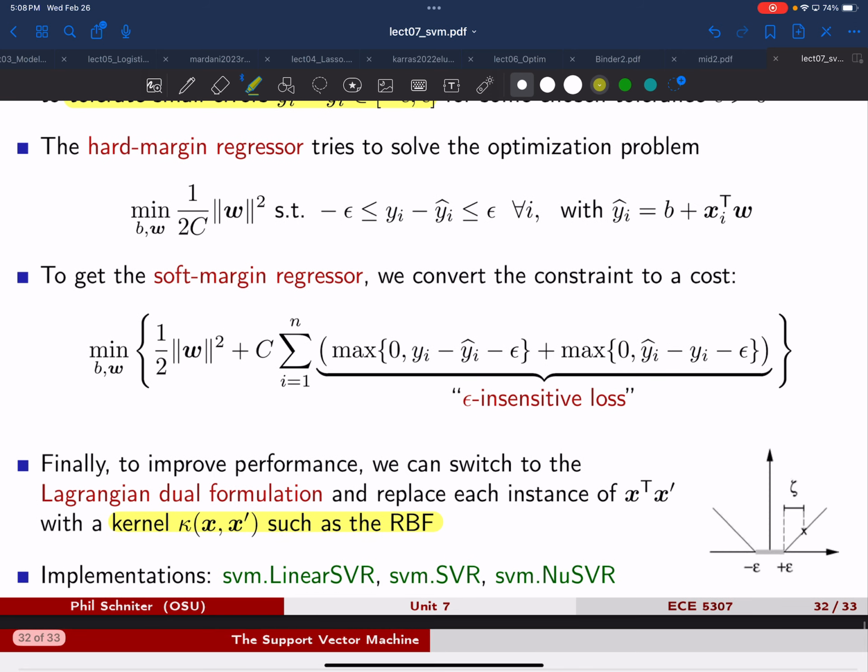So basically, the story is very similar to the classification. You have essentially the same kind of functions. You have the linear SVR that solves this problem. You have the usual SVR that uses Lagrangian dual with your choice of kernel, and you have the nu SVR that uses, instead of C, that nu parameter.